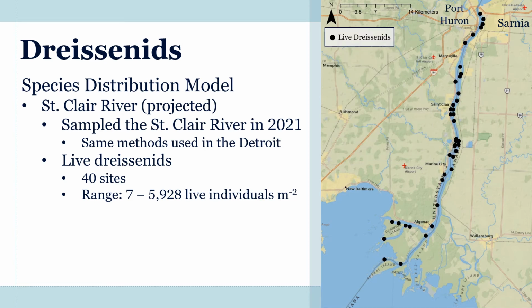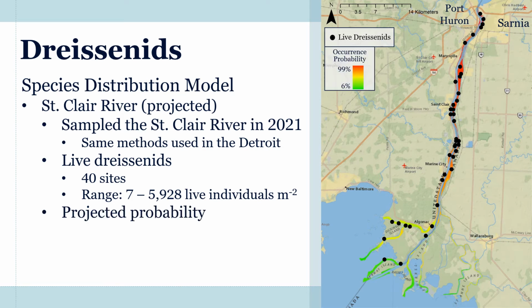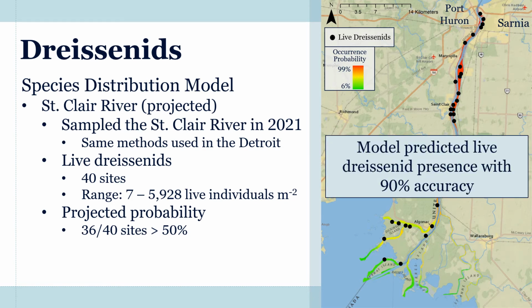Now, using the sites where Dreissenids were present in the St. Clair River, we can assess the projected model. Please remember that a majority of our Detroit River Dreissenid present sites had an occurrence probability that was greater than 50%. Well, 36 out of the 40 St. Clair River Dreissenid present sites also had an occurrence probability that was greater than 50%, meaning that the model predicted live Dreissenid presence among sites where live Dreissenids were found with 90% accuracy in the St. Clair River.